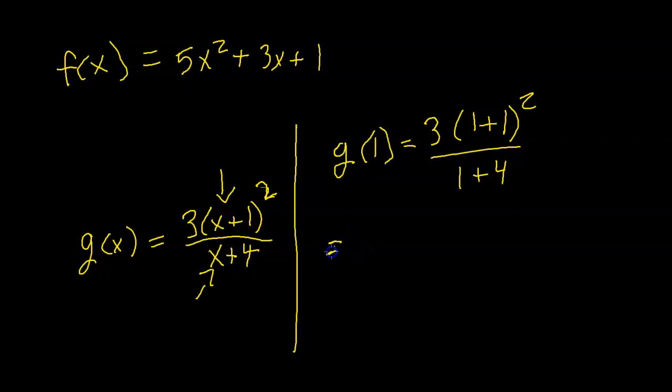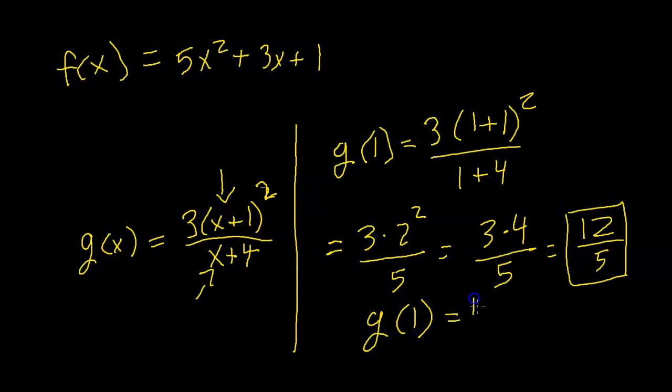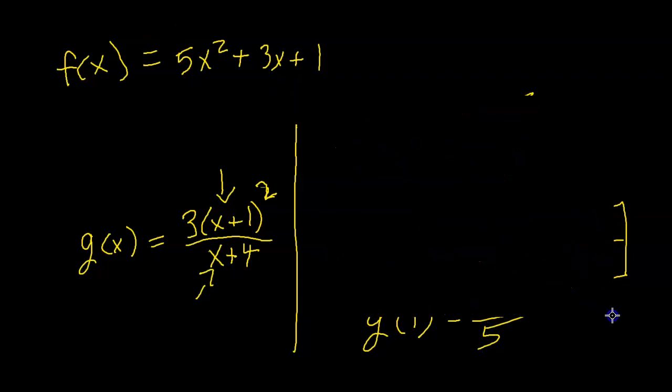All right, let's take this a step at a time. That becomes 3 times 2 squared, since 1 plus 1 is 2, divided by 1 plus 4, which is 5. That equals 3 times 4 over 5. And 3 times 4 is 12, and over 5 stays the same. That's a perfectly fine answer. That means that g of 1 equals 12 over 5. Okay, let's do two more examples with this one, and then you can try some on your own.